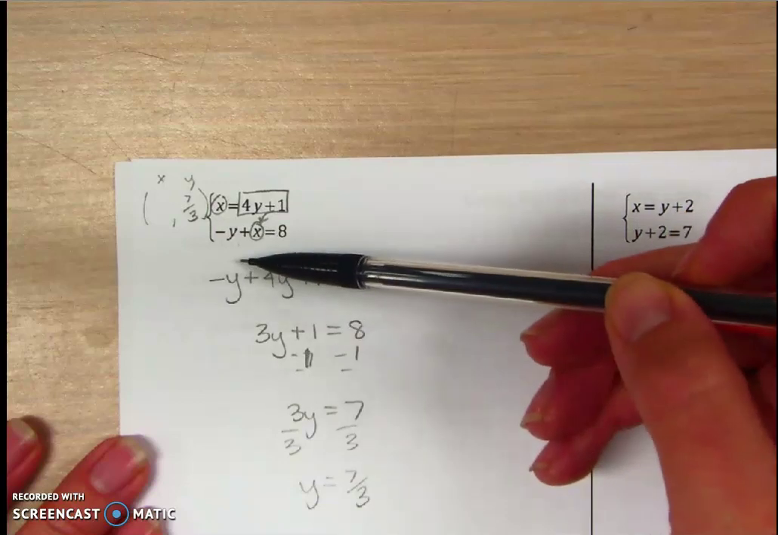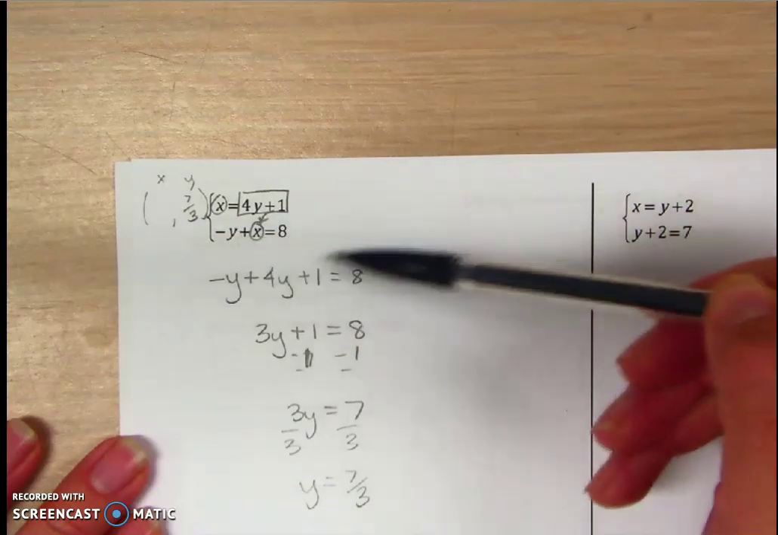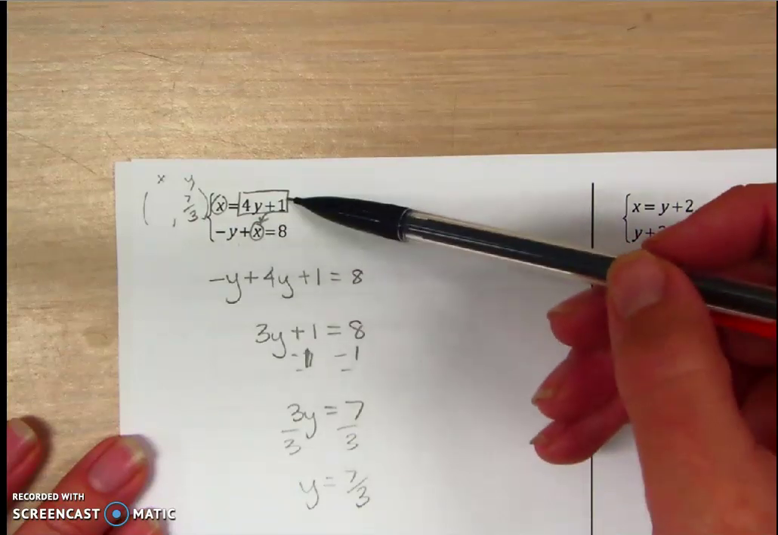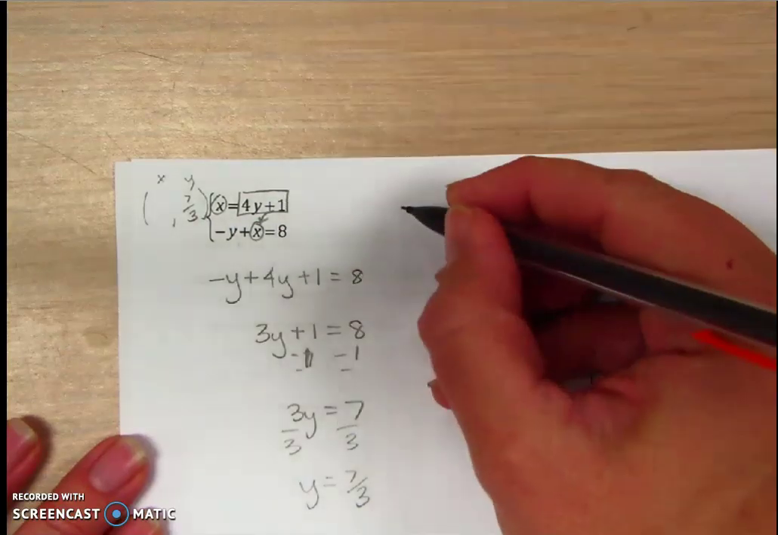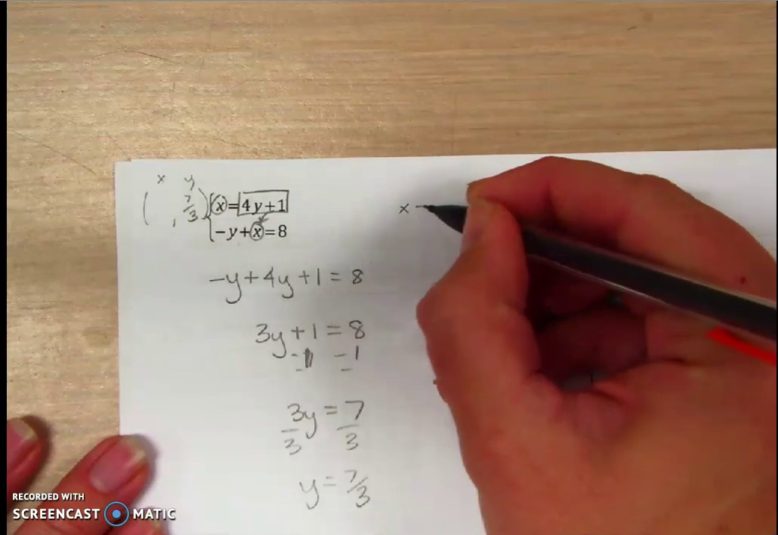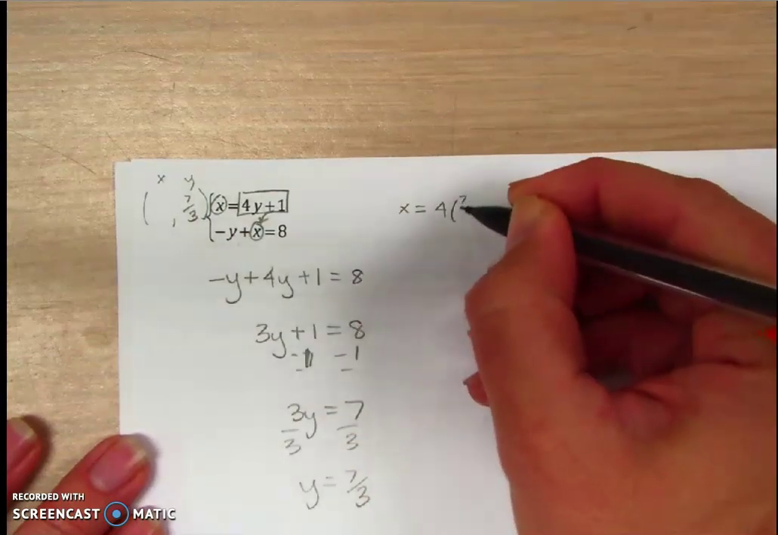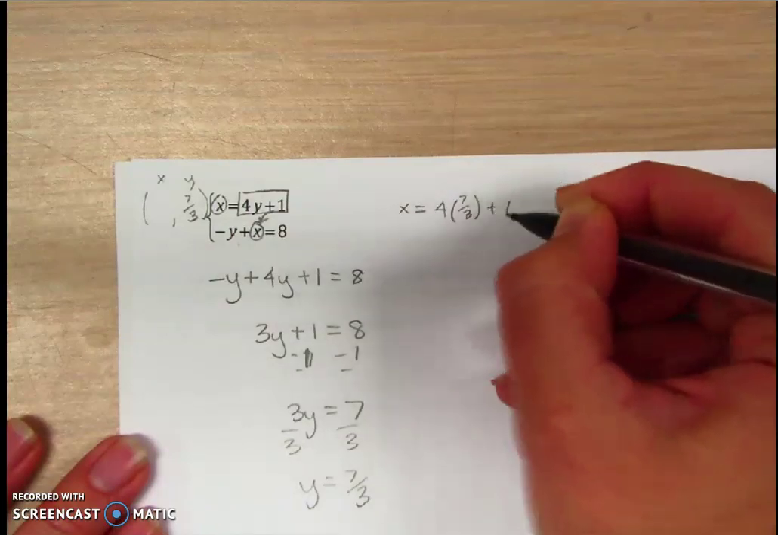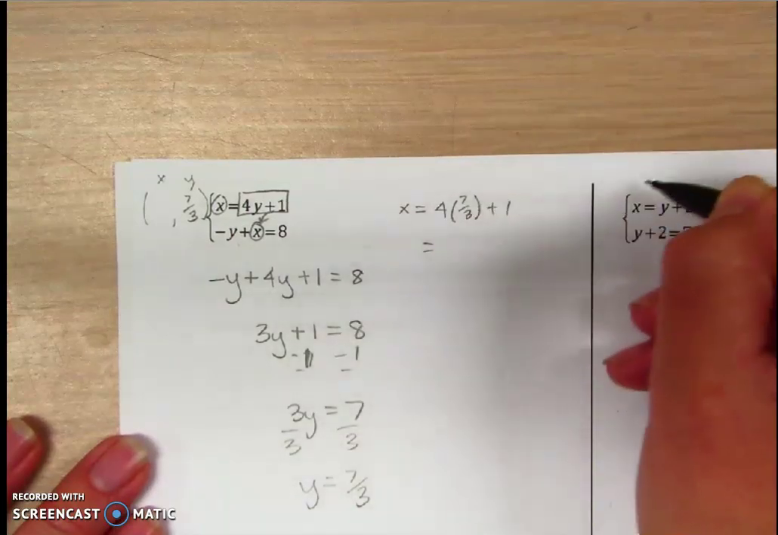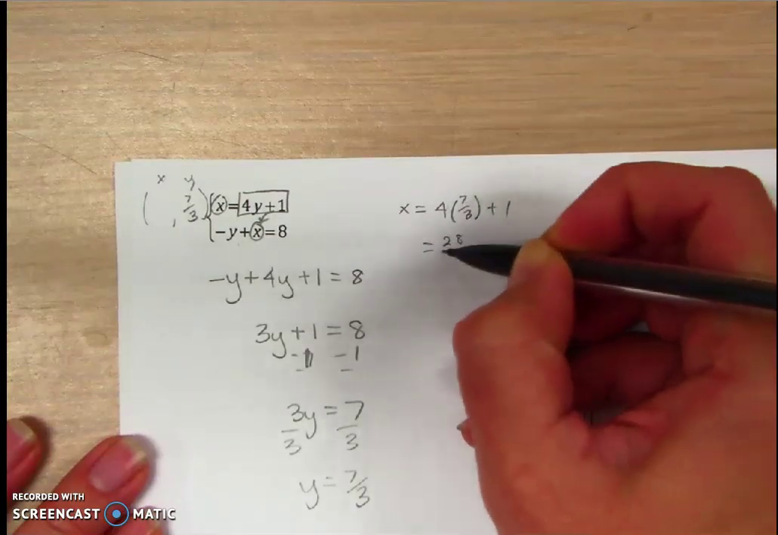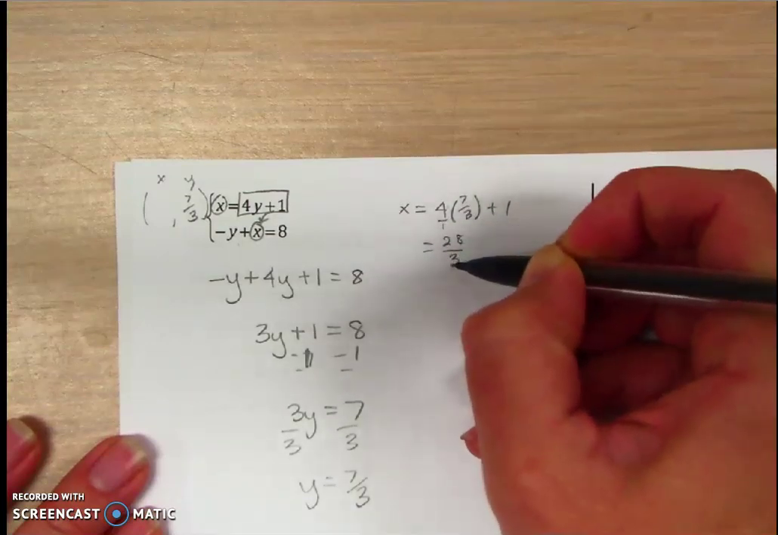Or we could plug in y right here and add the 7/3 to both sides. Really, it doesn't make a difference. I'll go ahead and plug in up here because that might be less work. So x equals 4 times what we found for y, which is 7/3, plus 1. Okay, 4 times 7/3. Well, let's see. 4 times 7 is 28 over 3.